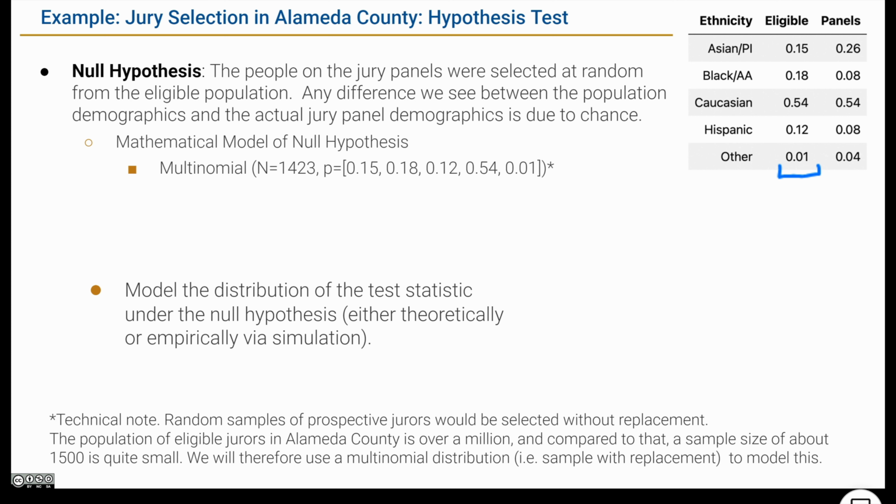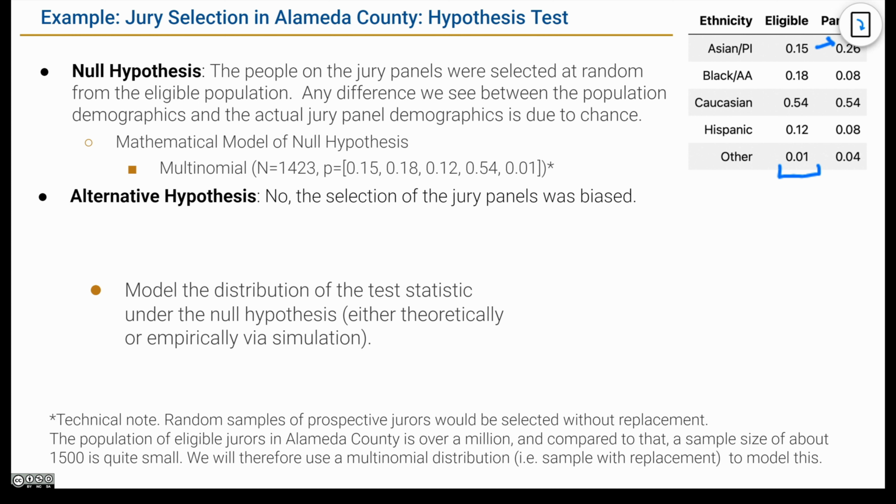All right, so then what we need to do next is model the distribution of a test statistic. So now we need to pick a test statistic. And that's going to depend on our alternative hypothesis. So here, my alternative is just to say, no, the selection of the jury panels was biased. I'm not going to indicate a direction here because you'll notice in some cases I see an increase, in other cases I see a decrease in what we would expect. So I can't say it's biased towards this or against this, we're just going to say it's biased.